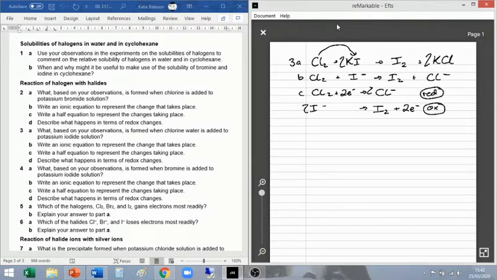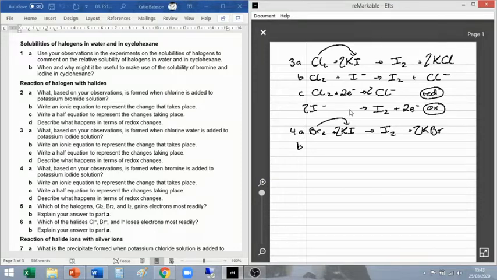Next, 4. When bromine is added to potassium iodide, KI, the bromine is more reactive than the iodine there, or the iodide I should say, so we're going to get a nice little displacement reaction where the iodine is left off by itself and you get potassium bromide being formed. Balance it, 2 there, 2 there.